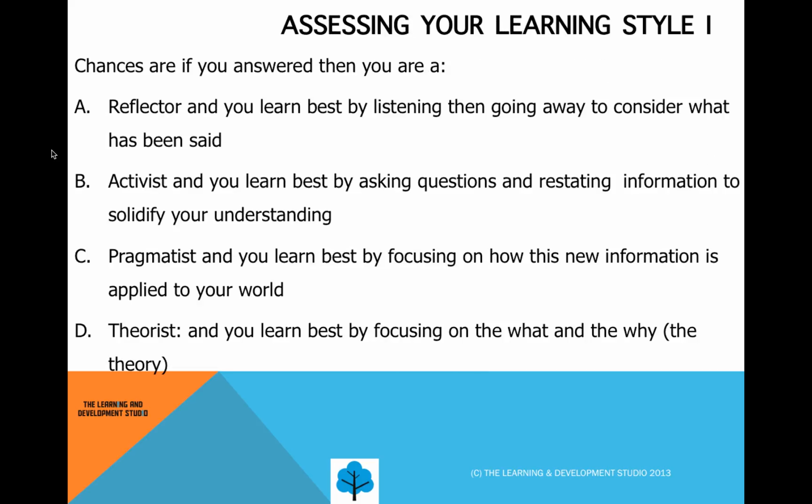Now, chances are, if you've answered A, then your primary preferred learning style is that of a reflector, which means you learn best by listening and then going away to consider what has been said. If you've answered B, chances are you're an activist, and you learn best by asking questions and restating information to solidify your understanding. If you've answered C, your preferred learning style is probably that of a pragmatist, which means you learn best by focusing on how this new information is applied to your world. And if you've answered D, then your preferred learning style is probably that of a theorist, and you learn best by focusing on the what and the why. In other words, the theory behind it.